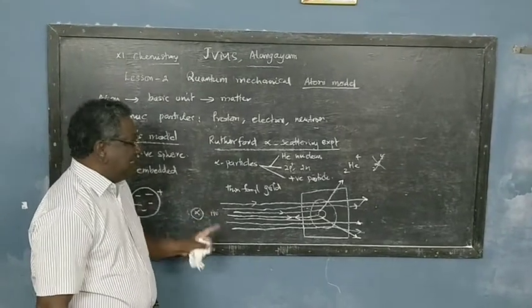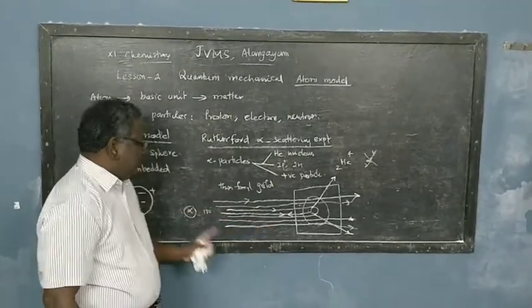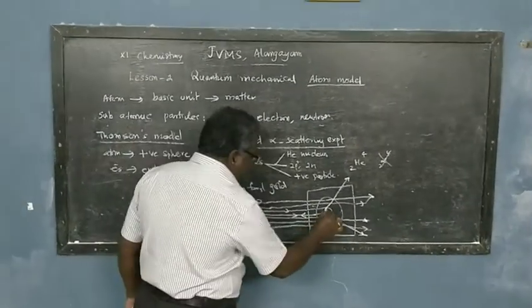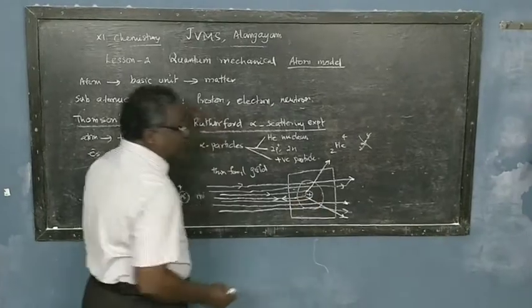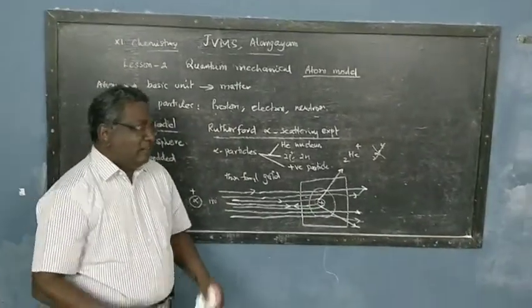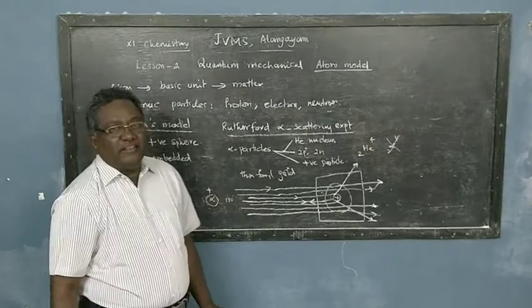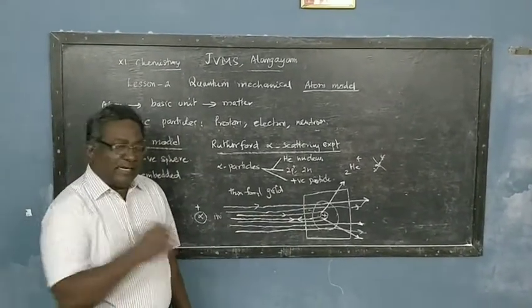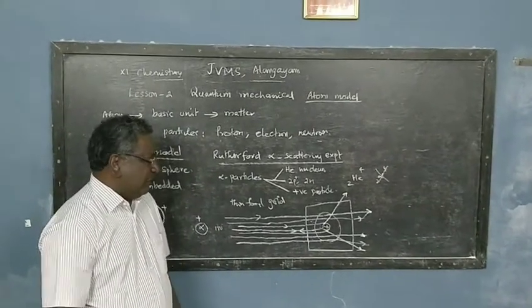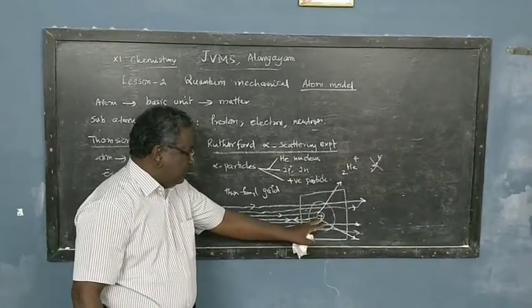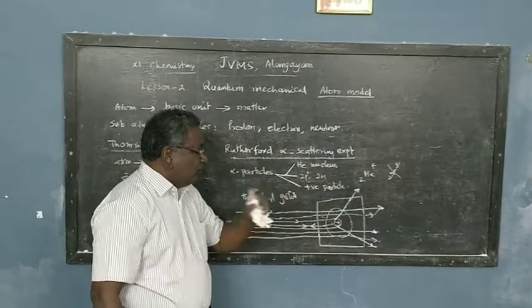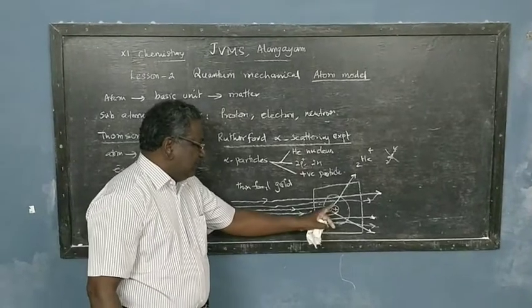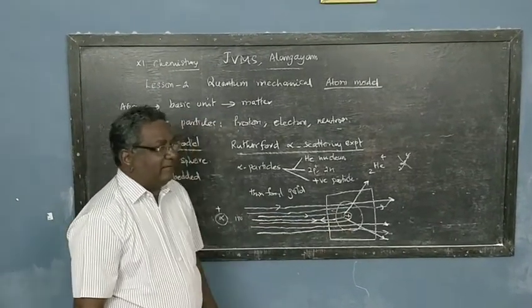Right? What does it indicate? Why is it returning? So alpha particle, I said it is positive. If a positive particle meets another positive particle, then what will happen? They will repel with each other. Due to repulsion, they will come back in the same direction. Because they will collide with each other and they will repel with each other. So this is the observation that is being made by Rutherford. Rutherford proved that atom has got a tiny positive center, right?